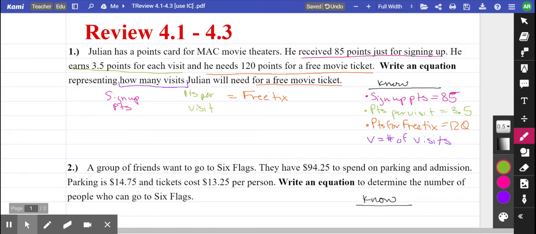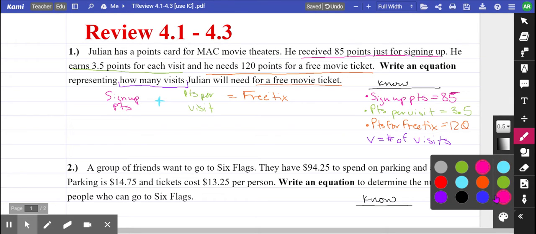We sign up for this. So now we got 85 points. Then we are visiting, so they give us 3.5 points. Are we adding that to the total amount of points we have, or are we subtracting that, multiplying that, dividing that? We're adding that, so that's why we're going to use a plus sign. Okay, so some of these you're going to have to think intuitively.